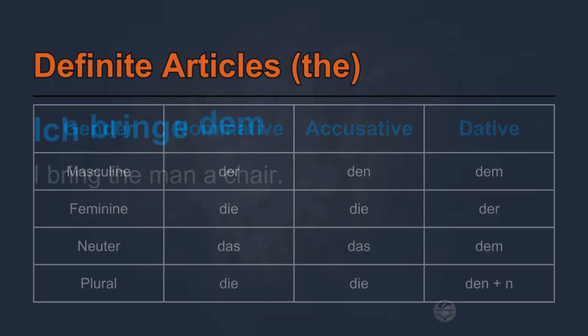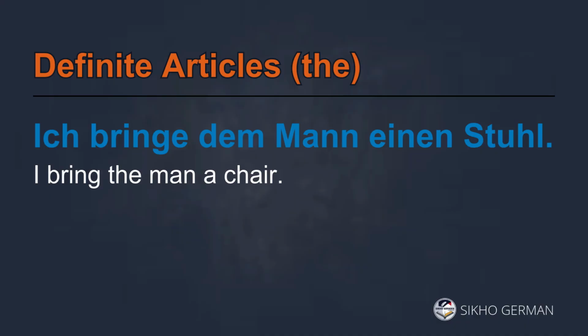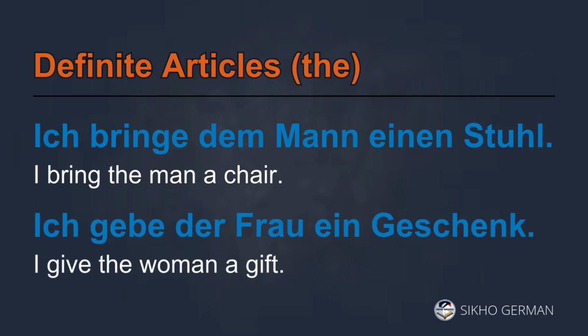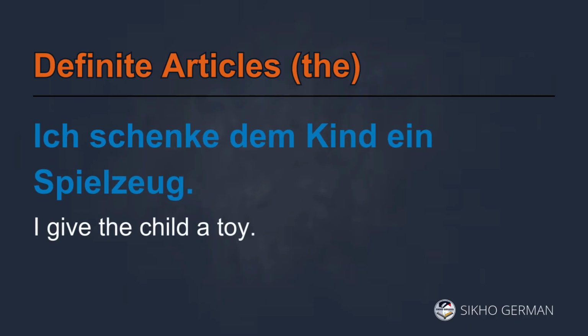Let's see these in action. Ich bringe dem Mann einen Stuhl. I bring the man a chair. The masculine noun Mann uses dem in dative. Ich gebe der Frau ein Geschenk. I give the woman a gift. The feminine noun Frau changes from nominative die to dative der. Ich schenke dem Kind ein Spielzeug. I give the child a toy. The neuter noun Kind uses dem, just like masculine nouns.